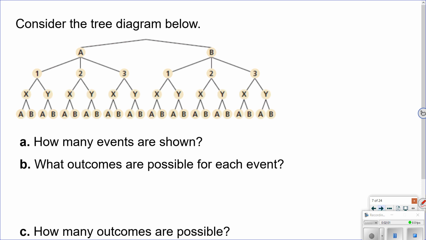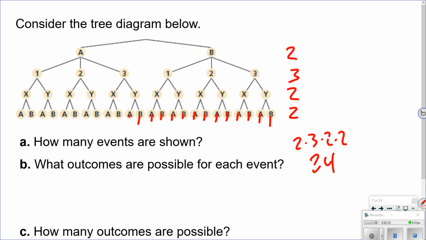So this is an example, and it says how many events are shown, right? So I have the first event, there's 2 outcomes. The third event, there are 3 outcomes. The fourth event, there are 2 outcomes. The fifth event, there are 2 for each of those. So if I times all those together, 2 times 3 times 2 times 2, that's 6 times 2 is 12 times 2. That means there's 24 possible outcomes. And I think if you count across here, right? 1, 2, 3, 4, 5, 6, 7, 8, 9, 10, 11, 12, 13, 14, 15, 16, 17, 18, 19, 20, 21, 22, 23, right? We get to 24. So you can make a tree diagram and get this and find the possible outcomes, but you can also use this fundamental counting principle, which makes it much, much easier.